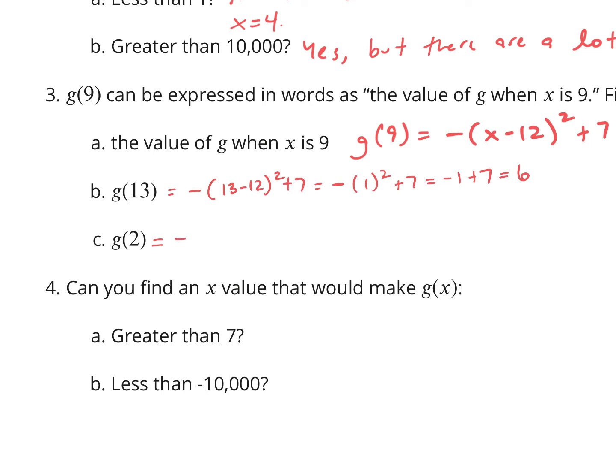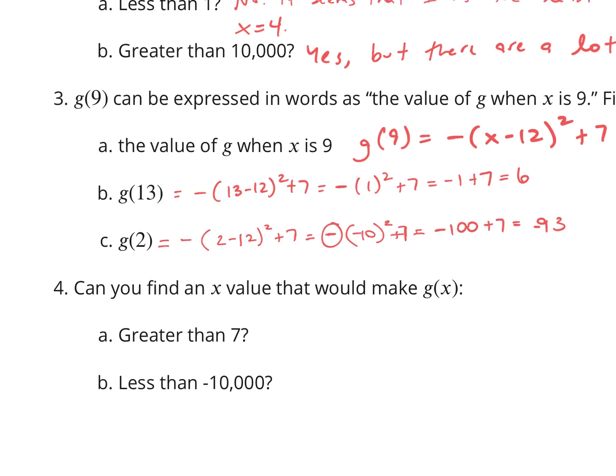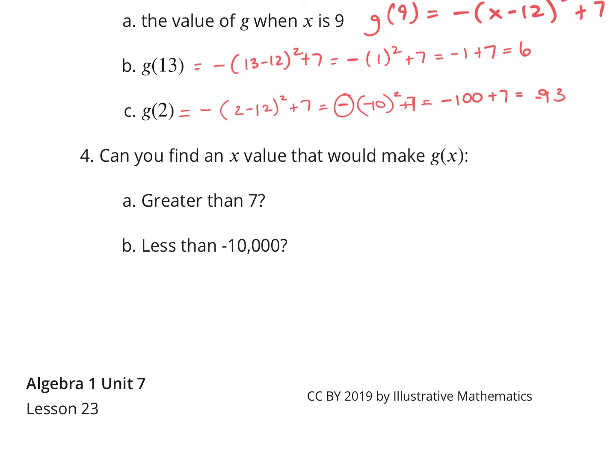Last, we have 2. So negative (2 minus 12) squared plus 7. We have our negative sign. 2 minus 12 is negative 10, squared is 100, but it needs to be negative 100 because of that negative sign outside the parentheses. Plus 7 is going to give us negative 93. So g of 2 is equal to negative 93.